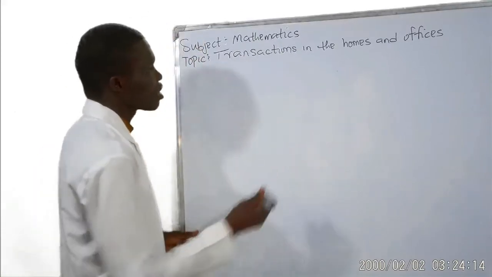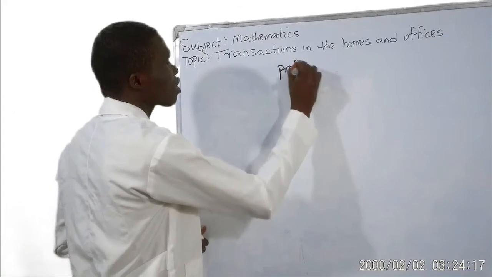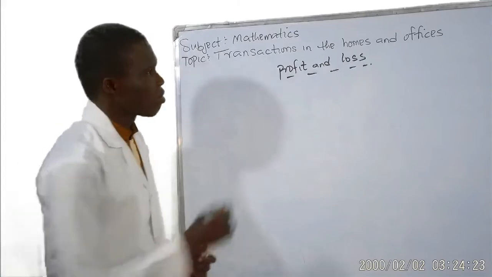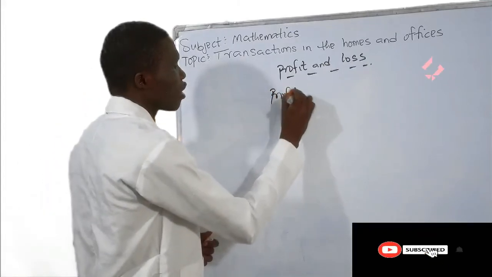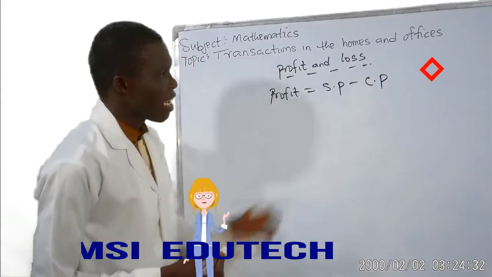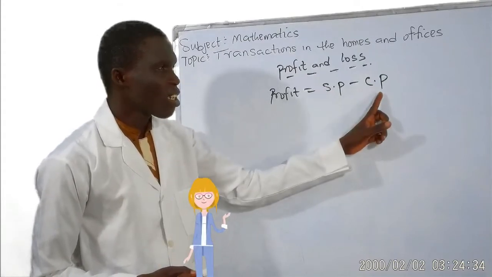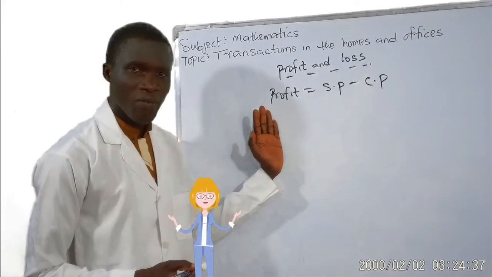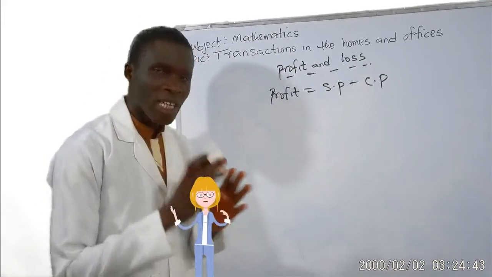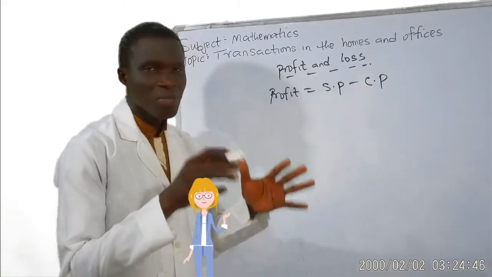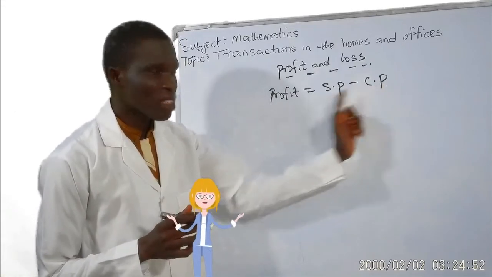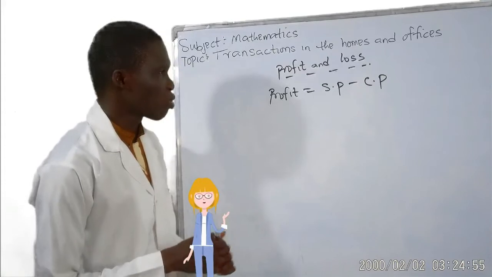Now we want to start with profit and loss. Profit equals selling price minus cost price. This is selling price and this is cost price. If a trader is on a business, the purpose is to make profit. So to make profit, you have to minus your cost price from your selling price. So that's what we are going to look at today.